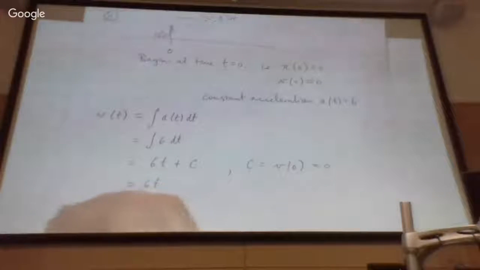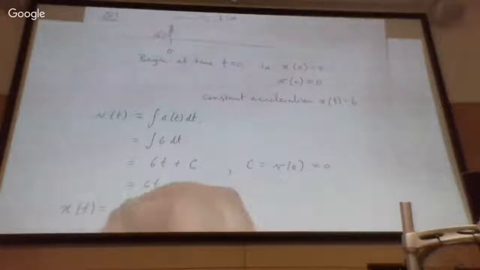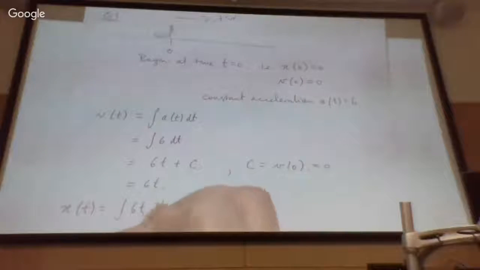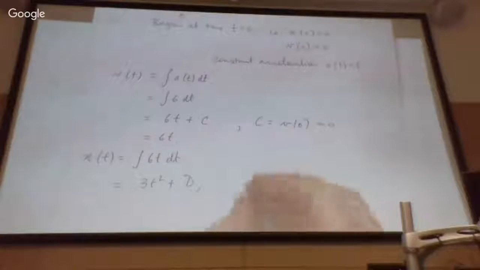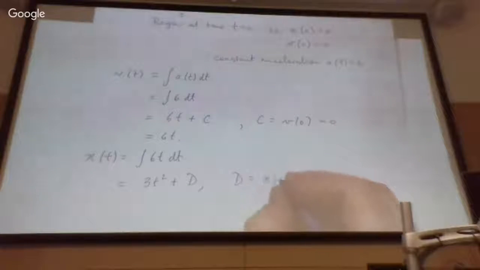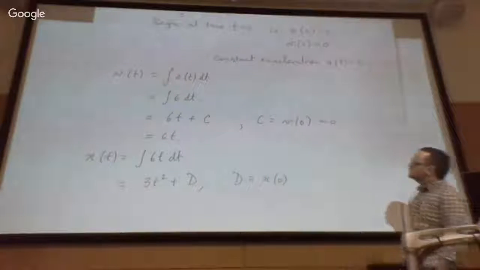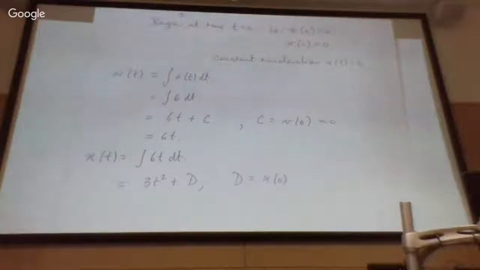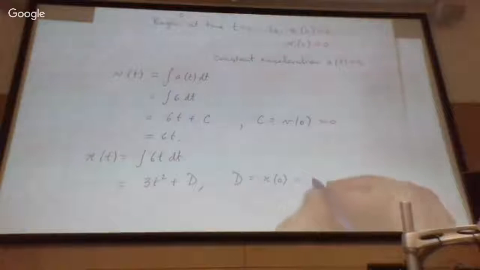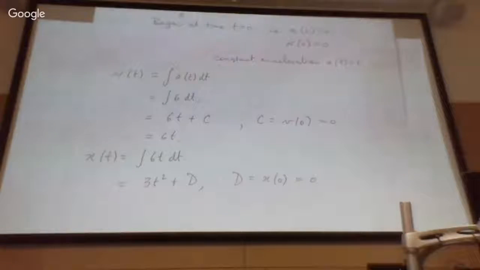And we also need the position function, x of t. x of t is defined as the integral of velocity. What's the integral of 6t? Which is what? 3t squared, again, plus a constant of integration, d. But again, this d, this constant of integration, is equal to x of 0. You see that by simply putting in t equals 0. And part of the setup of the problem, the way we set it up, was that x of 0 is equal to 0. We're going to begin the car at position 0.